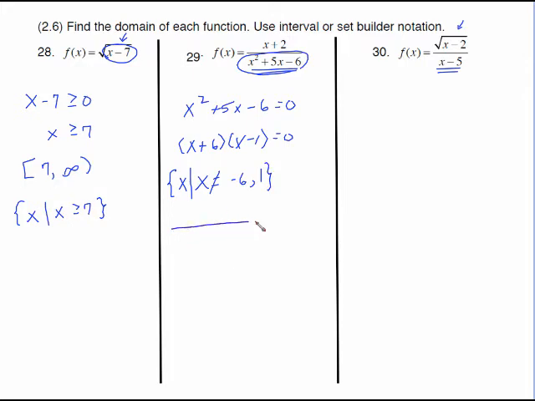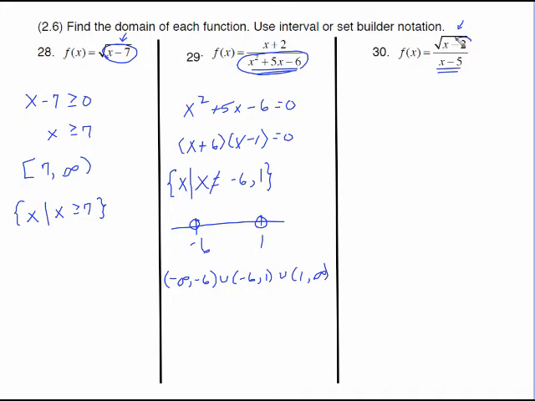That's your set builder notation. Your interval notation, it might be better to look at a number line here. Negative 6 and 1 are the numbers that are getting thrown out. So if you want to write interval notation for this, you have to look at negative infinity to negative 6, union, negative 6 to 1, union, 1 to infinity. Obviously, set builder notation is a little bit easier to write. When you're dealing with a radical and a fraction, you have to look at both things.